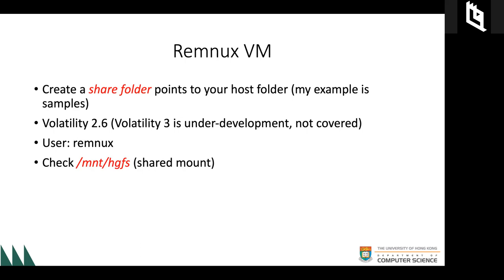So we are not covering Volatility 3. There is a major change in Volatility 3 versus 2.6. With 2.6, we can analyze a Windows 10 machine only up to a certain version.